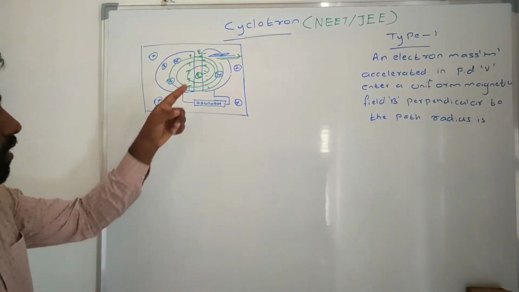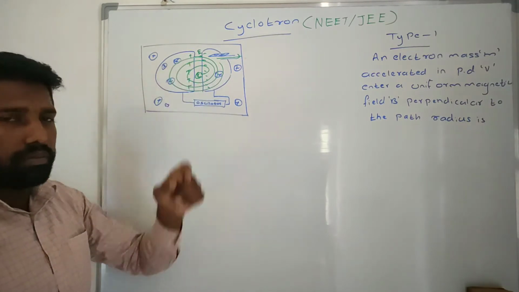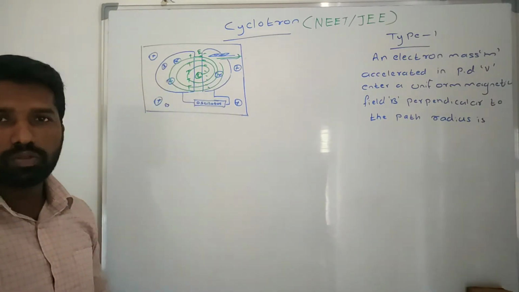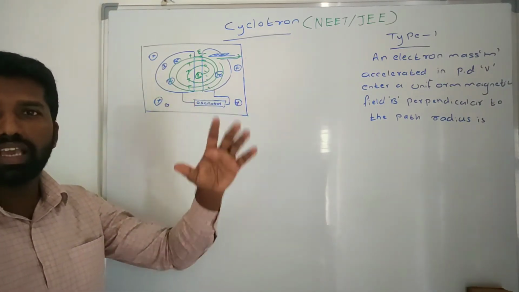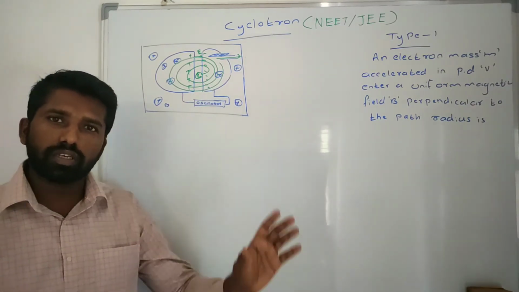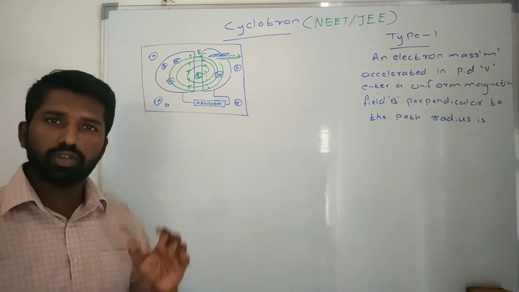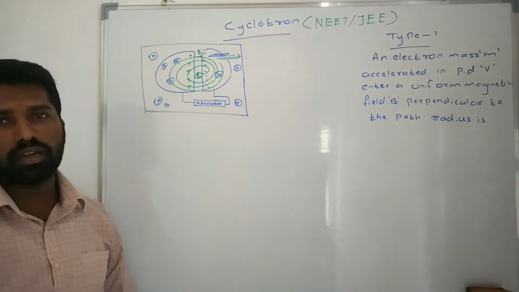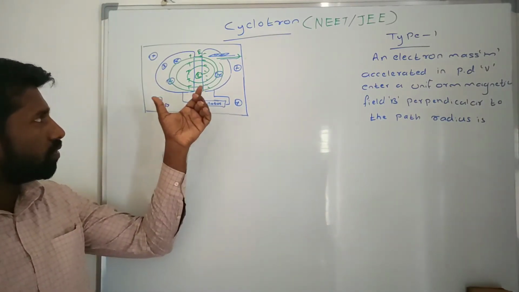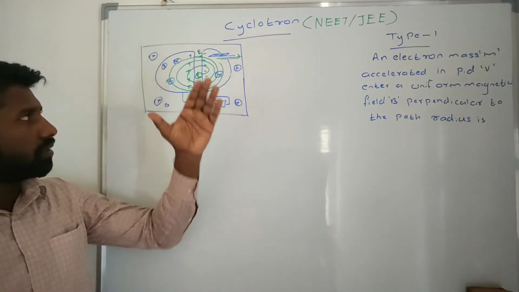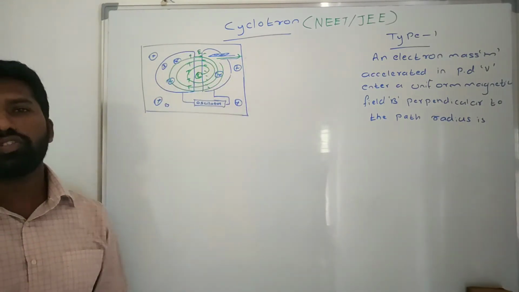Listen here: each time the charged particle moves in the electric field, it is accelerated, because a charged particle in an electric field experiences a force, so it will be accelerated. Based on that, we get an accelerated charged particle.